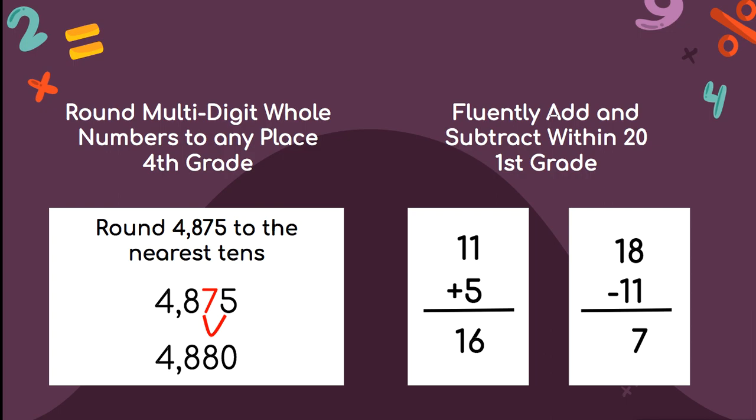In 1st grade, you need to fluently add and subtract within 20. So understanding that there's 1 one in 11 and 5 ones in 5, which equals 6 ones. There's 1 ten in 11 and there's 0 tens in 5, which equals 1 ten. 1 ten and 6 ones is 16. And the same thing goes for subtracting. 18 minus 11 equals 7.